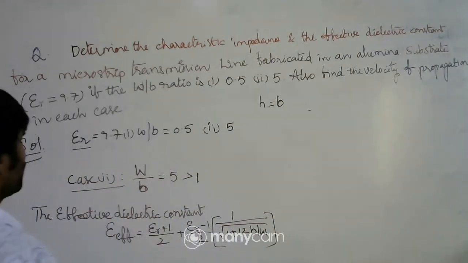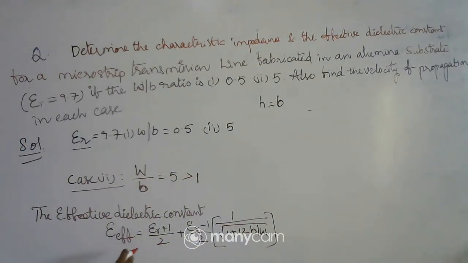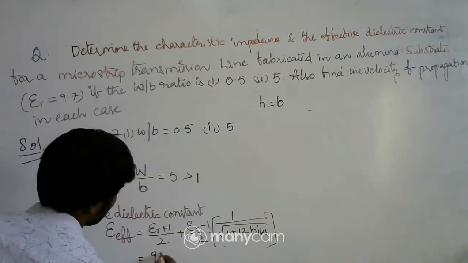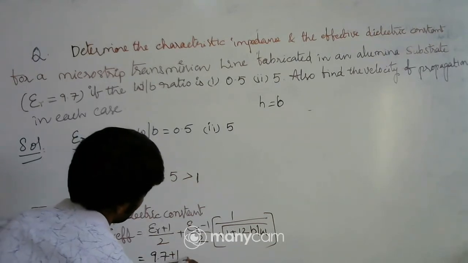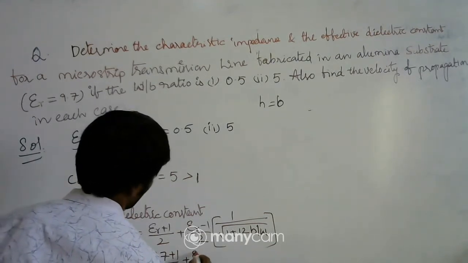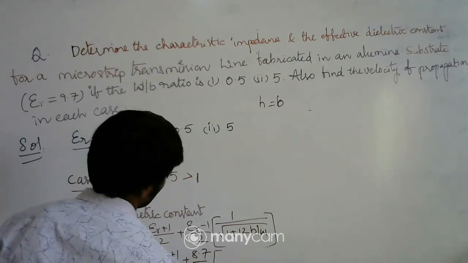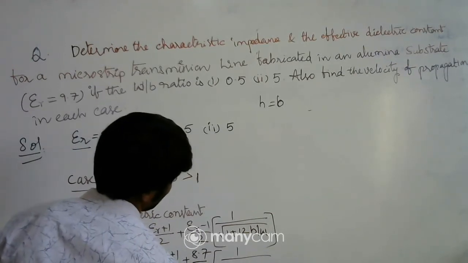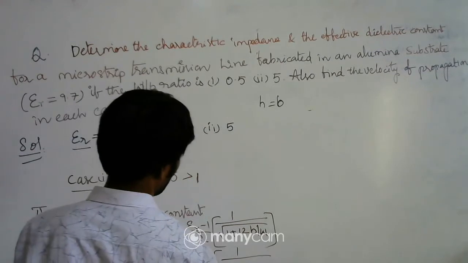This is the expression for the effective dielectric constant: epsilon effective is equals to epsilon r plus 1 divided by 2 plus epsilon r minus 1 divided by 2 into 1 by square root 1 plus 12 H by W. You know the epsilon r value: 9.7 plus 1 divided by 2 plus 9.7 minus 1 means 8.7, 8.7 divided by 2, into 1 by square root 1 plus 12 times 1 by 5.